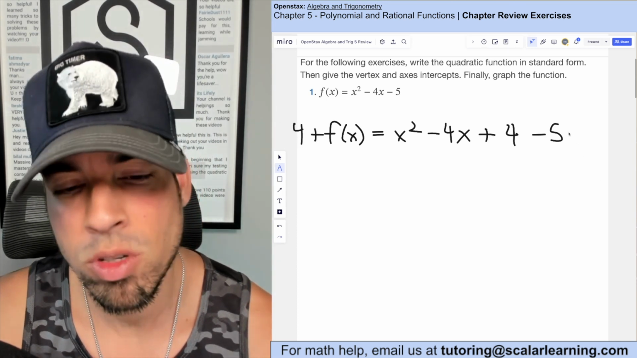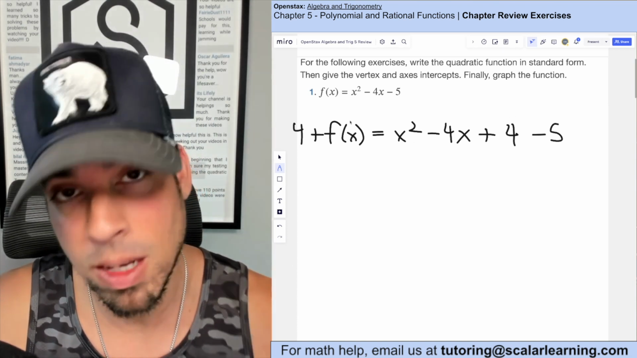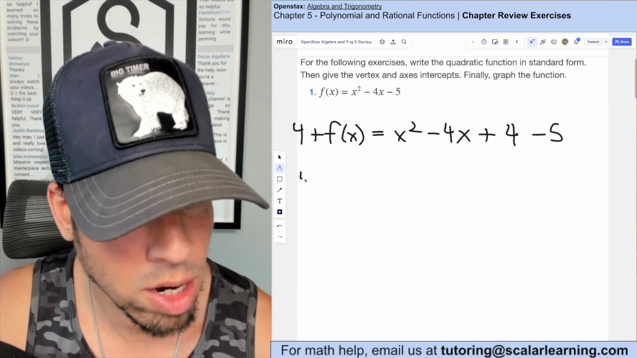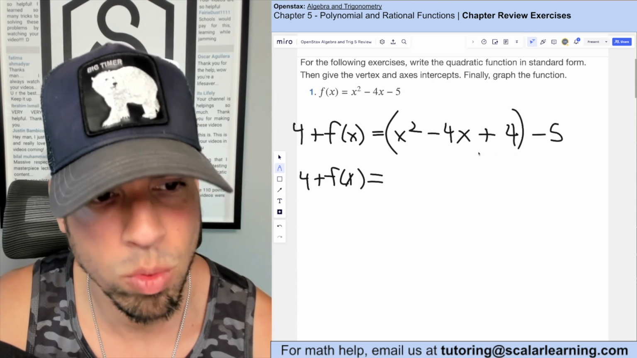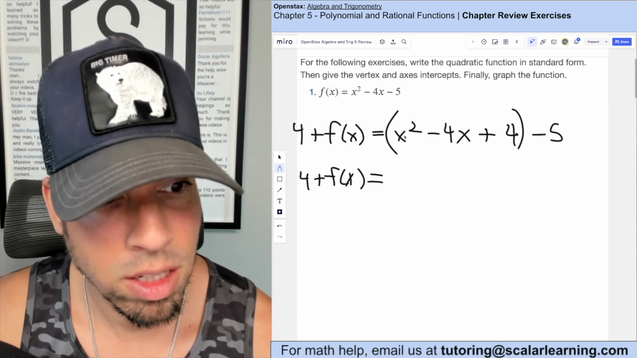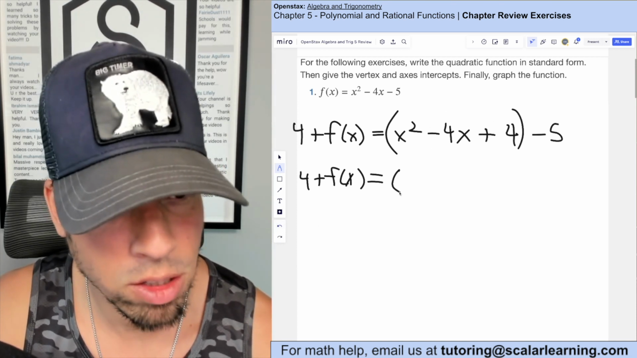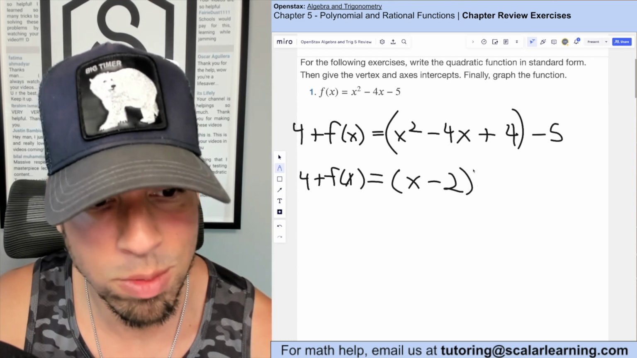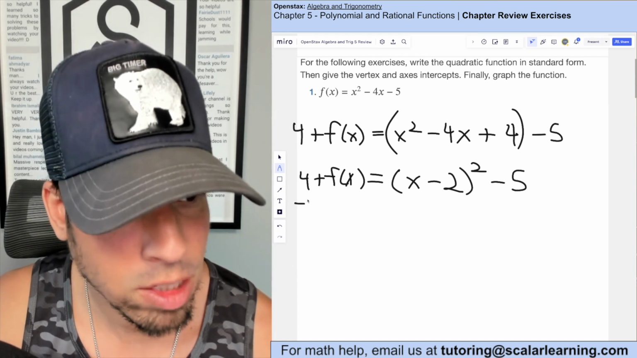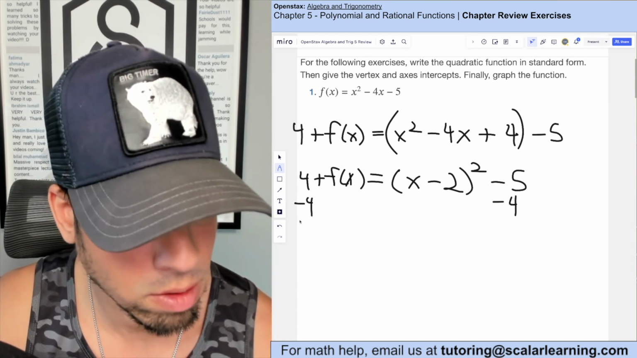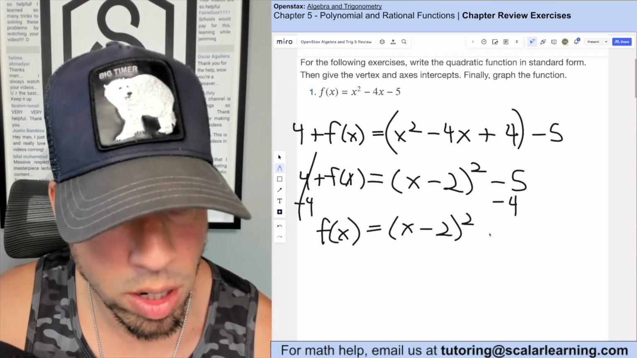So I'm going to add 4 here, but I'm also going to add 4 to the other side, or you can subtract 4 on this side. But I think it's a little nicer if you just remember to add 4 to both sides because you're doing the same thing. So now we have 4 plus f of x equals, and then this is a perfect square trinomial. So I'm going to factor this. What two numbers multiply to positive 4 and add to negative 4? That's minus 2, so x minus 2 squared. Now you can see it's starting to look like that nice standard form. Last but not least, we isolate f of x by subtracting 4 from both sides, and we get f of x equals x minus 2 squared minus 9.